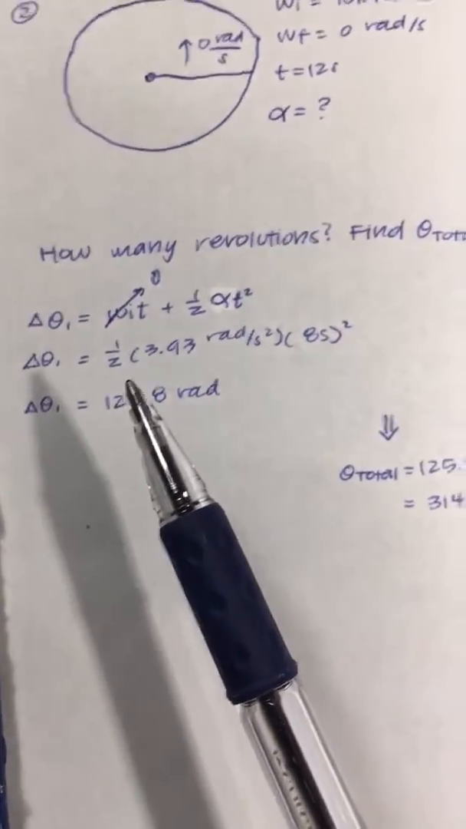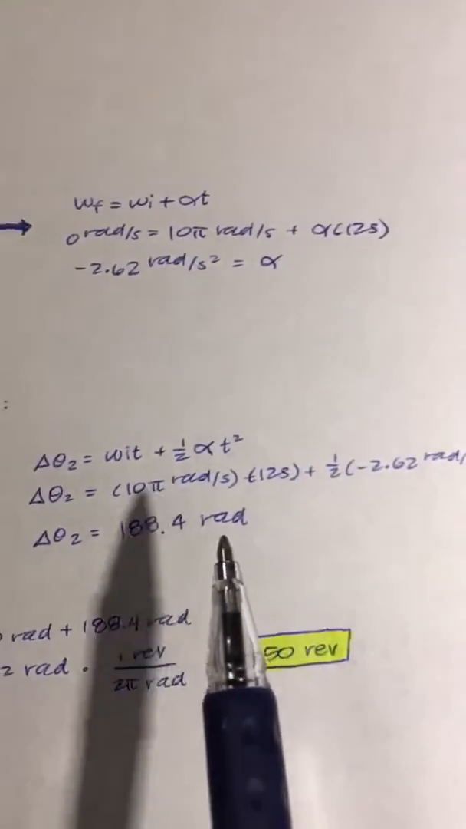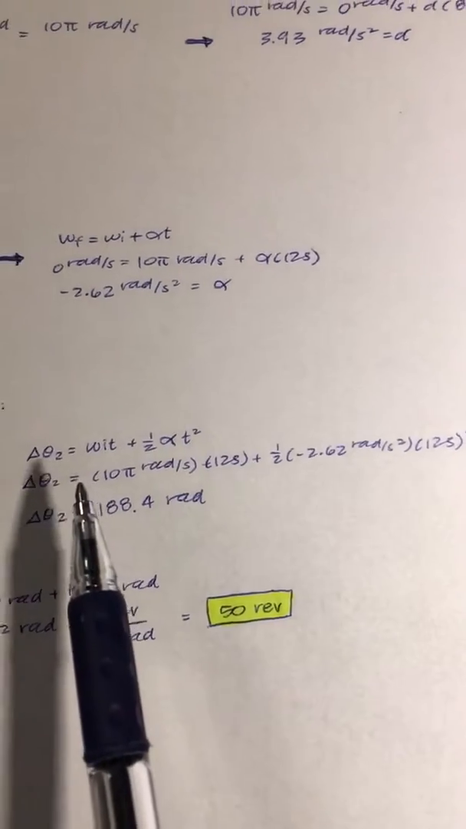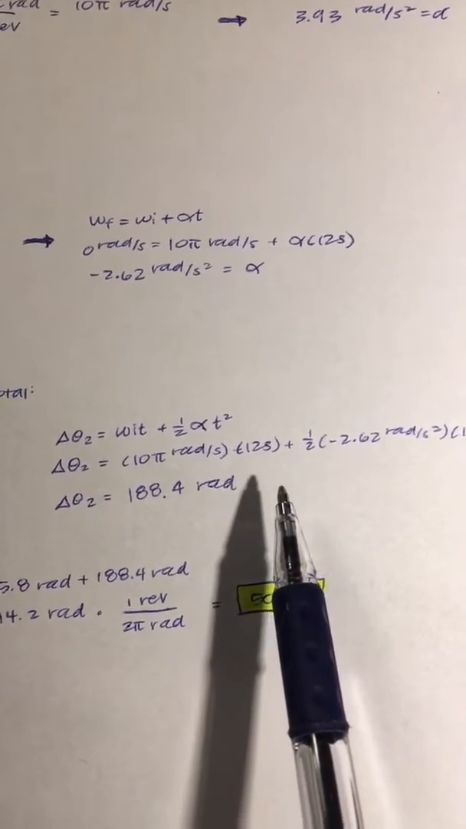This becomes 0. Sorry, I forgot to write that. This becomes 0, as you can see right there. And then we solve for it, and we get 125.8 radians is the first one. We solve for this one. We get that it's 188.4 radians.